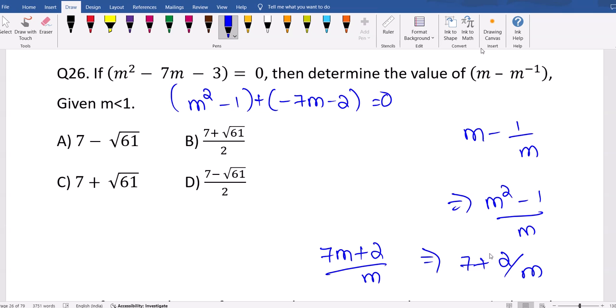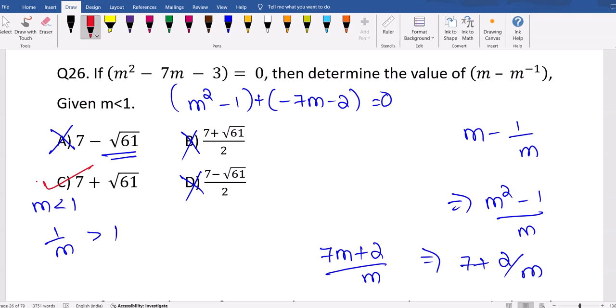Every option is recommending 7 plus something. It's not B and D clearly. I think option C, 2 by m. We'll check. When m is less than 1, 1 by m is greater than 1. So here minus root 61, no. So this is a very simple analysis. I got option C. I'm not doing anything straightforward here.